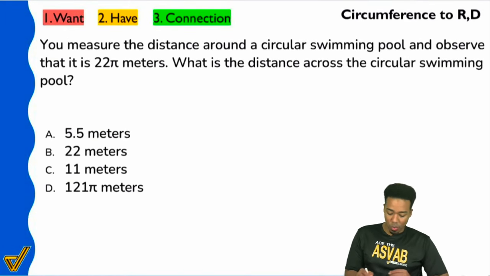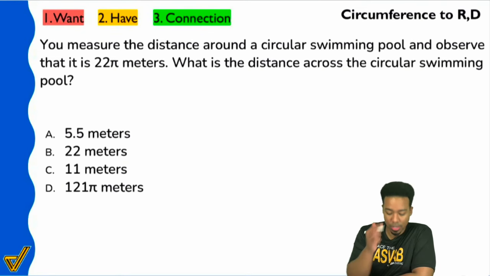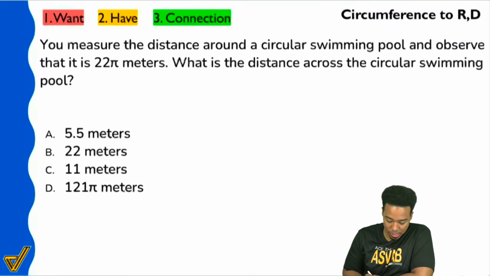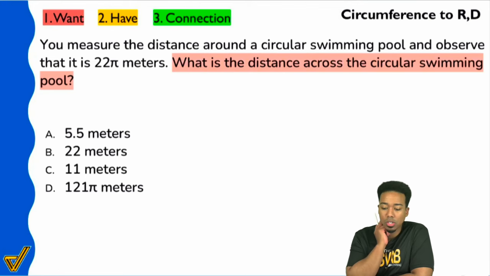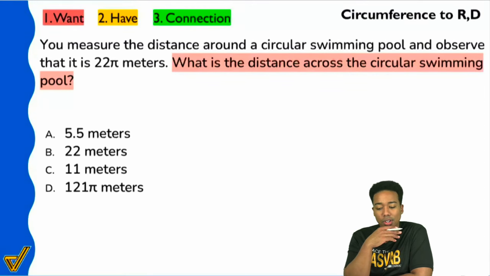So with that, everybody, it says, what is the distance across the circular swimming pool? What is the distance across the circular swimming pool? Everybody, what is it that we're looking for here? Arrow says diameter. Are you sure? Corrales, diameter. Are you sure? Keon also says diameter. Dude, are you sure?